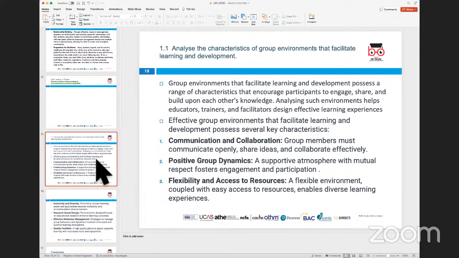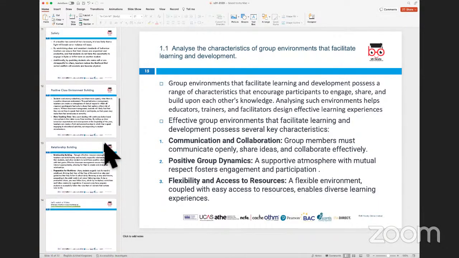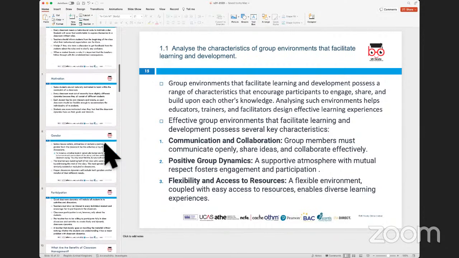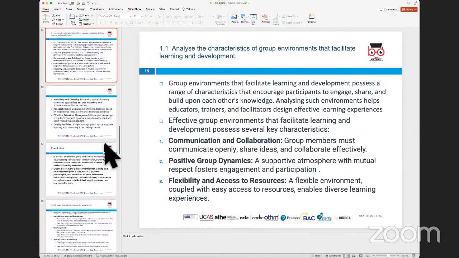Right. Now, with this basic understanding of the management of class dynamics and the key components of managing it, in terms of the points we've discussed in the slides like relationship, positive classroom, safety, discipline, motivation, participation, gender neutrality, let's go into some of the assessment criteria to discuss this learning outcome in more detail. The first one talks about analyzing the characteristics of group environment that facilitate learning and development.